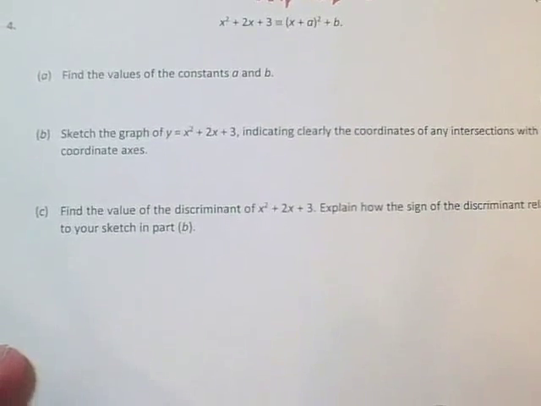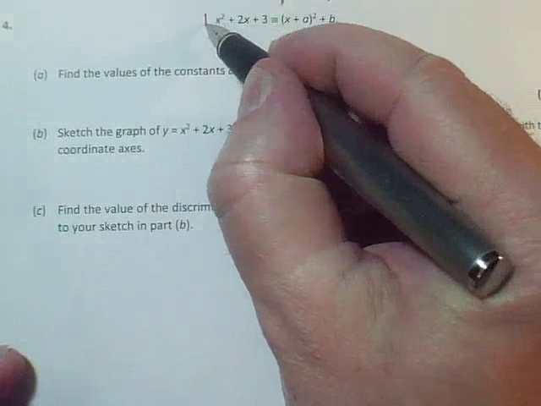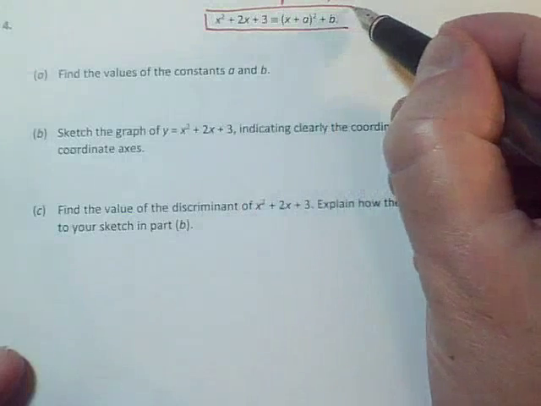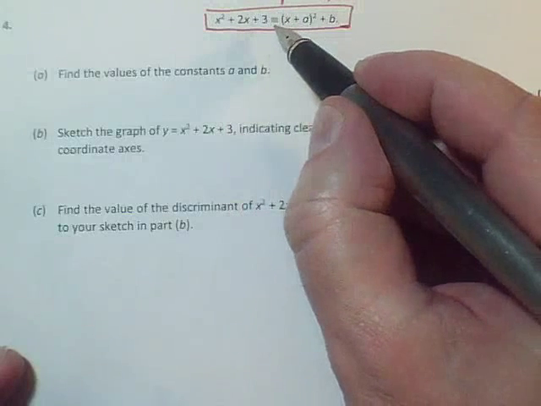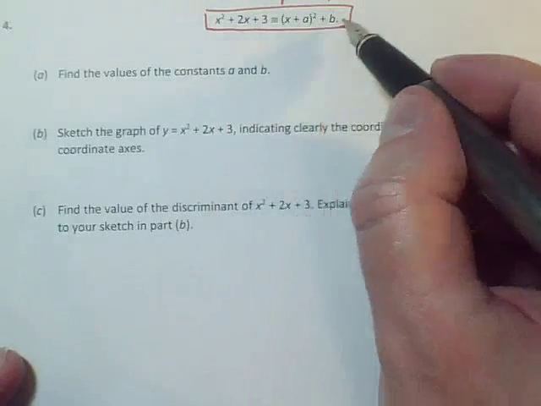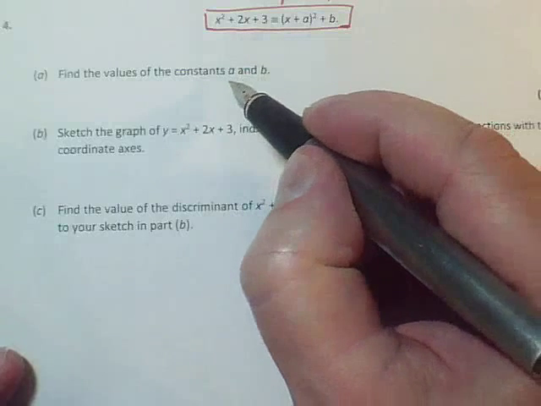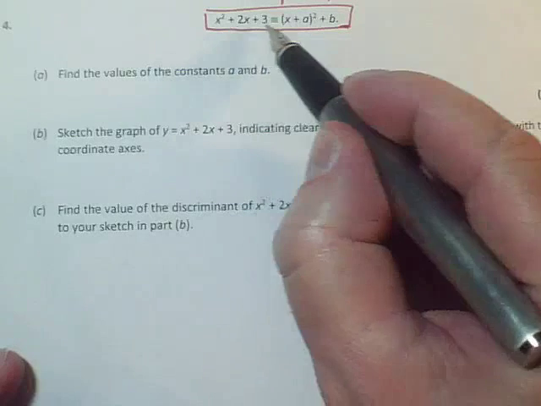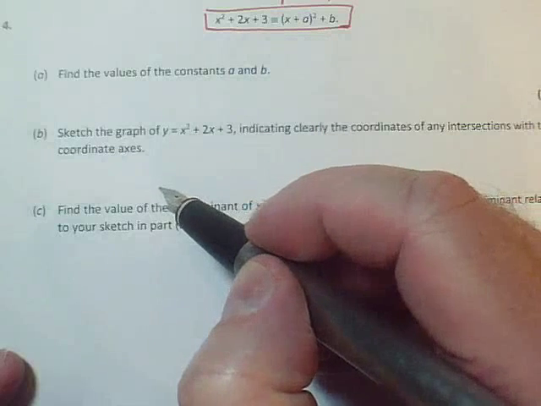Okay, question 4. So question 4, we're starting with this here. Okay, so this means equivalent to, so this algebra is supposed to be exactly the same as this. So we've got to find a and b. In other words, we've got to put this into that form, which is called completing the square.